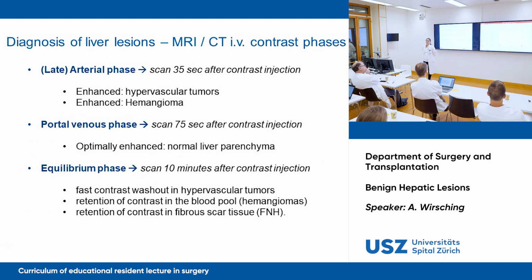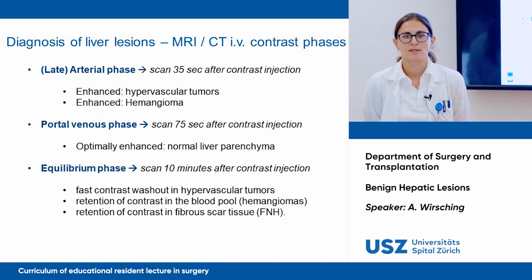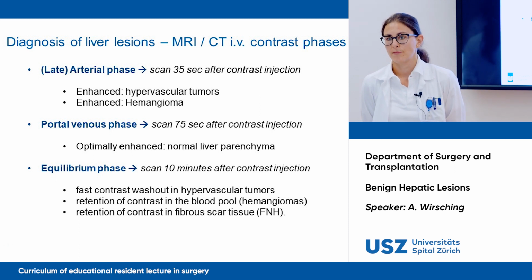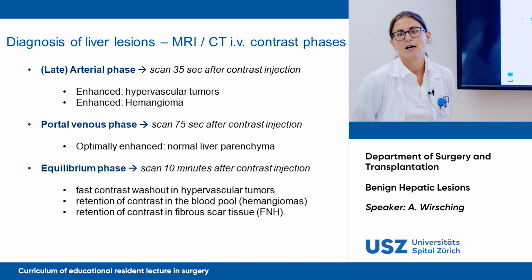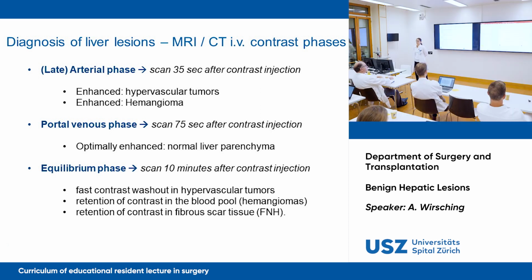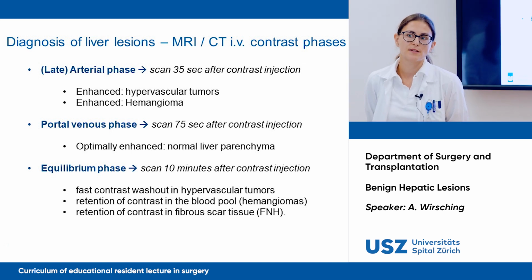When we talk about benign liver lesions, we always have to talk about diagnostics, and then we come to the radiology part. So the most important diagnostic is a contrast-enhanced MRI, sometimes a CT scan. And when we talk about contrast enhancement, we have to talk about the different phases of the contrast and how the lesions behave. There is the arterial phase. This is a phase, a CT scan or an MRI taken after about 35 minutes of contrast injection. And what we have there is an enhancement of hypervascular tumors and also hemangioma.